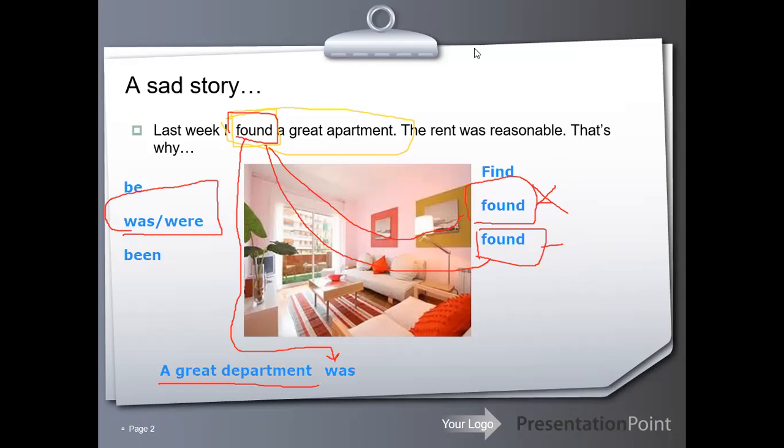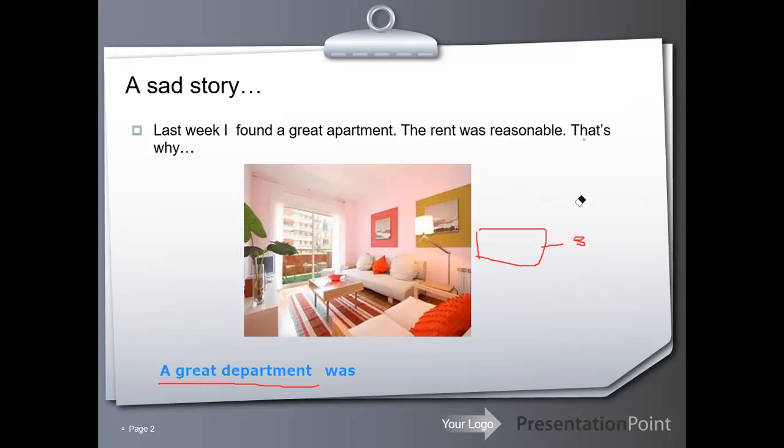Was one, was two, or was three? Was three. Okay. Was. Very good. Now, yes, right? Okay, so voy a tratar de limpiar un poco esto para que veamos. Okay, so a great apartment was found. Instead of saying, I found a great apartment, you say, hey, a great apartment was found. Passive. Okay? You can include by me, right? But it all depends on the conversation you are facing.